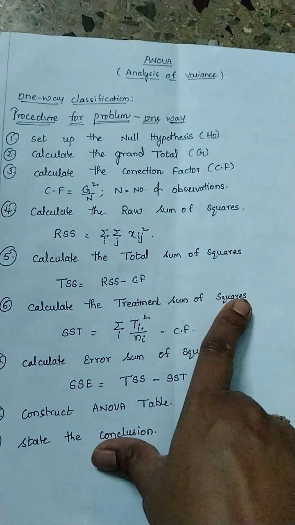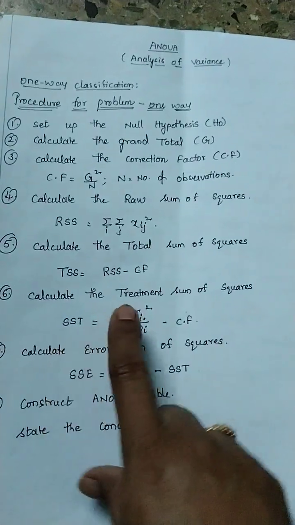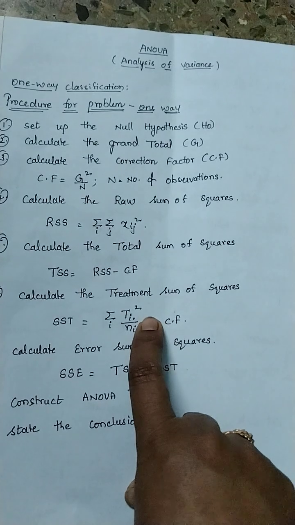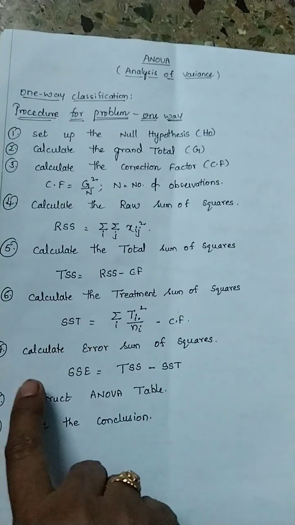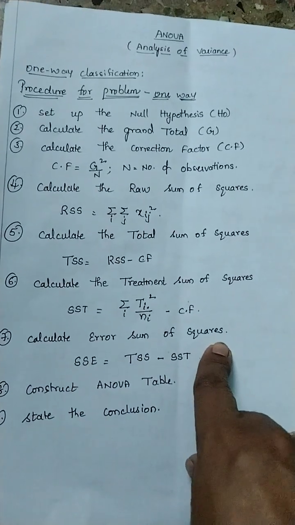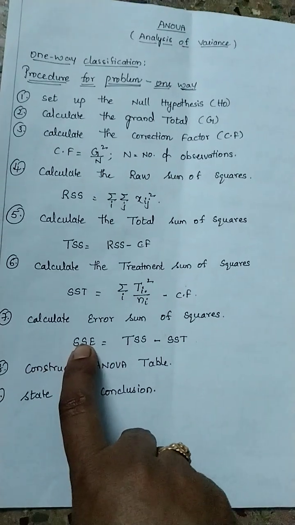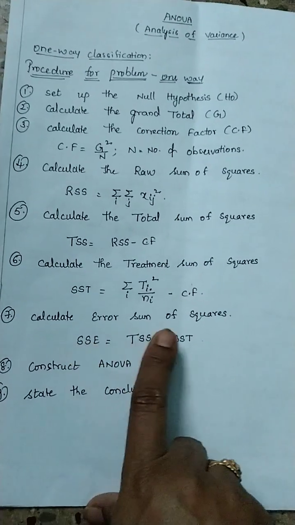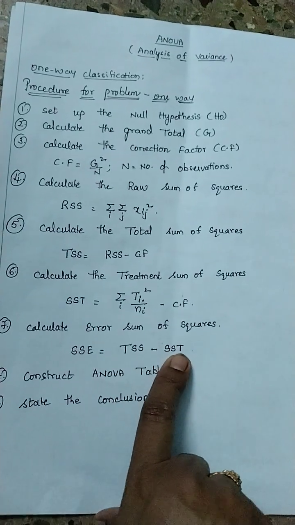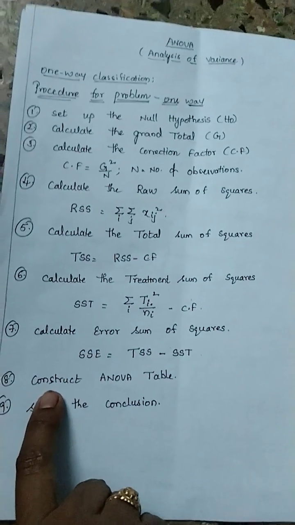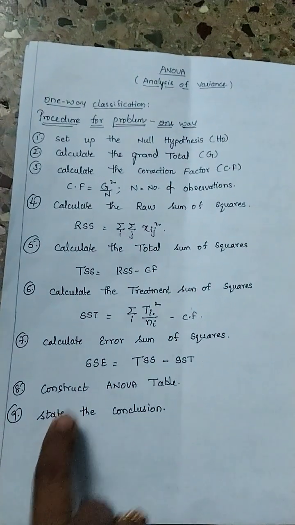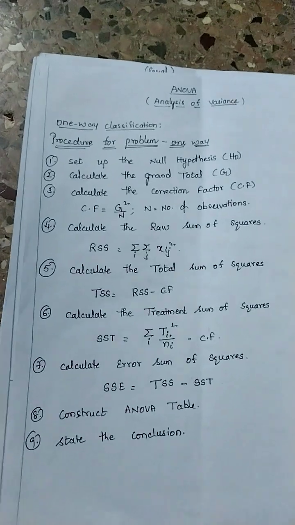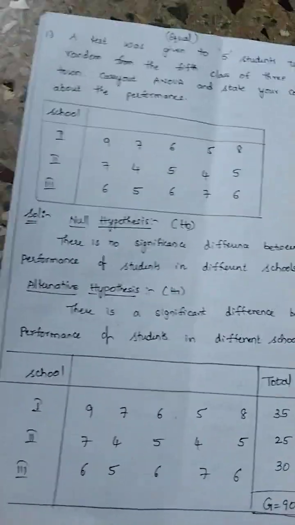Calculate the treatment sum of squares, where SST is equal to summation i total square by its n i, minus correction factor. Calculate the error sum of squares, denoted by SSE, which is TSS minus SST. Then we form an ANOVA table and draw the conclusions. Now, we will see one problem based on this.